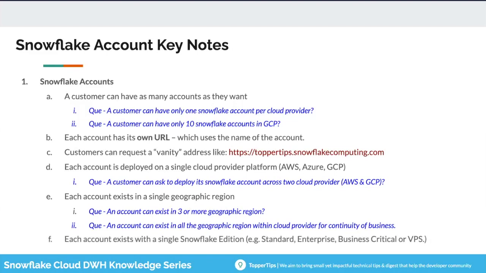Each account exists with a single Snowflake edition. It could be either Standard, Enterprise, Business Critical, or VPS. It is not possible that one Snowflake account can have multiple editions within the organization. So be careful when answering those kinds of questions. Generally, Snowflake tries to tweak the sentences in such a way that you get confused. So make sure that you read the statement very carefully.